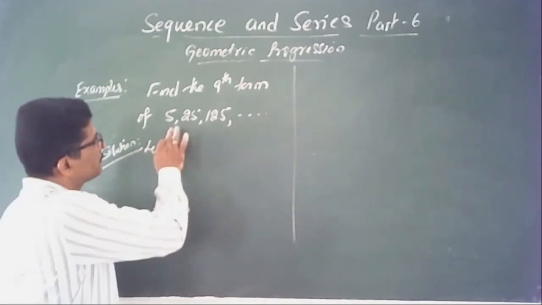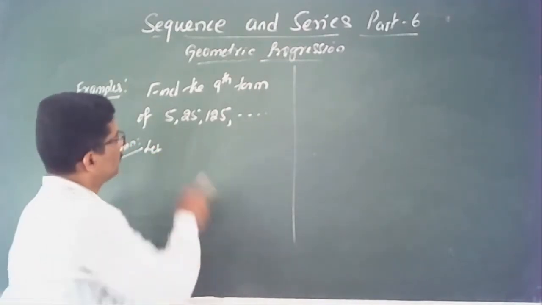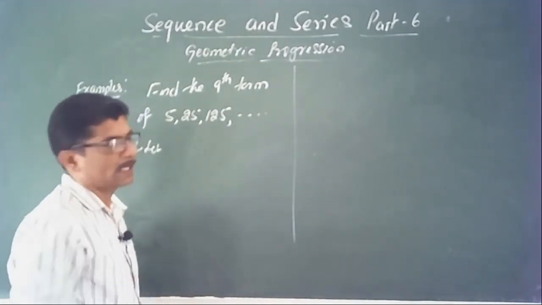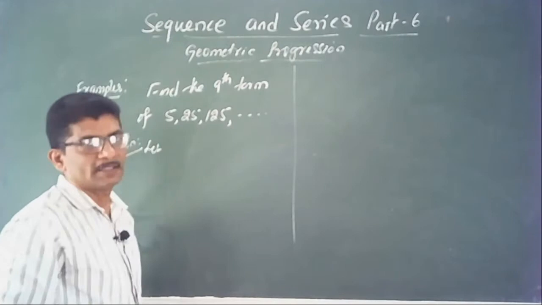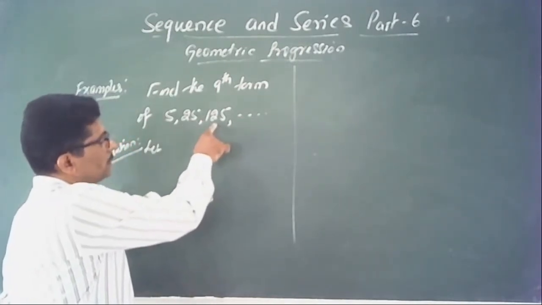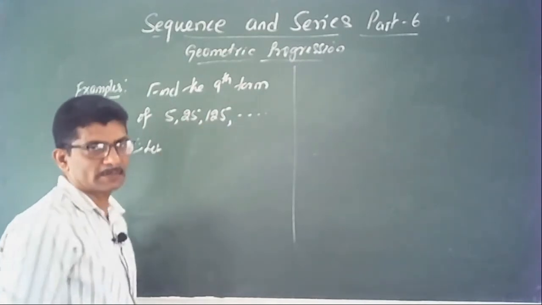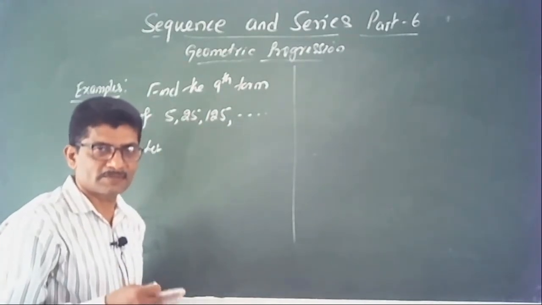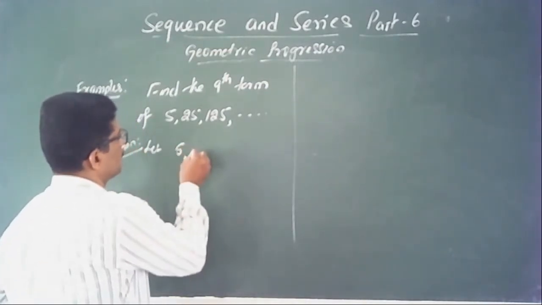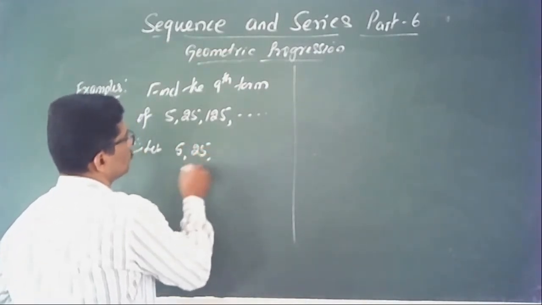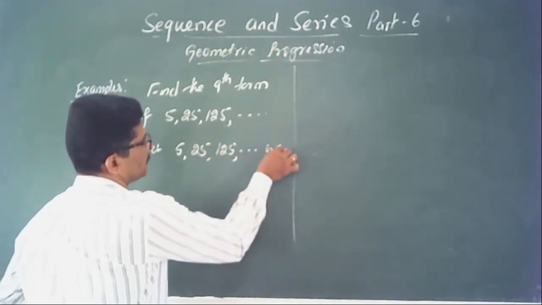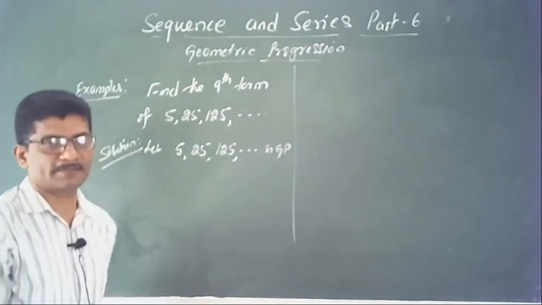First you identify the given sequence. Here 5, 25, 125 is not an AP, because there is no common difference. Then we look at the ratio: 25 divided by 5 gives 5, and 125 divided by 25 gives 5. Therefore the given sequence is in GP. We first identify that 5, 25, 125 are in GP.